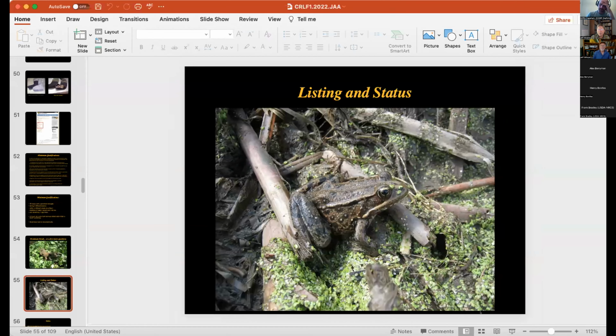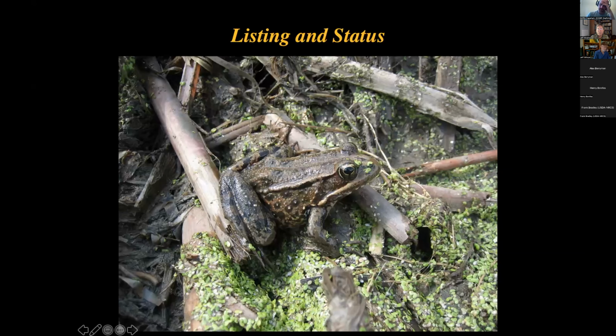Okay, and I'm going to talk a little bit about listing and status. I'm going to pick up my speed a little only because I see that we're falling a little bit behind in terms of time. But all this stuff we'll go over again in the field. We talk about all this multiple times because we know it's a lot of information.